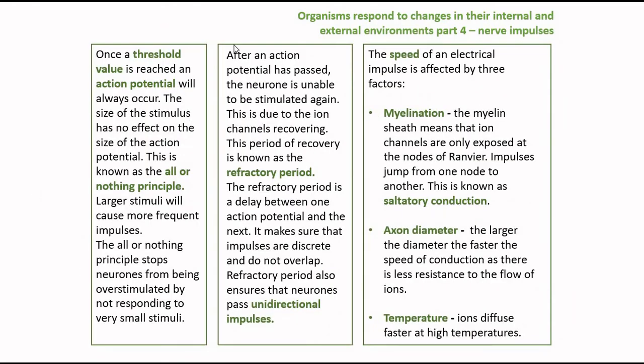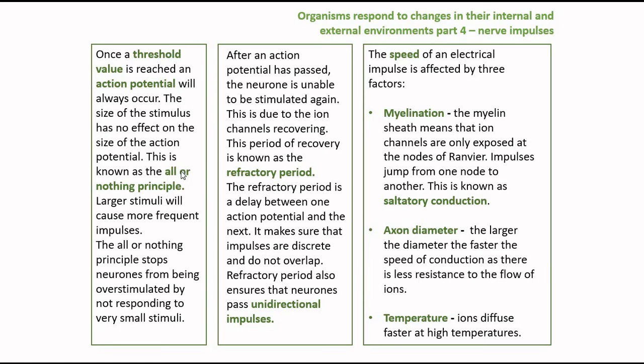So we have some terms here, let's define them. We've got our threshold value, which is minus 55 millivolts. This has to be reached for our action potential to occur. And we refer to this as the all or nothing principle.